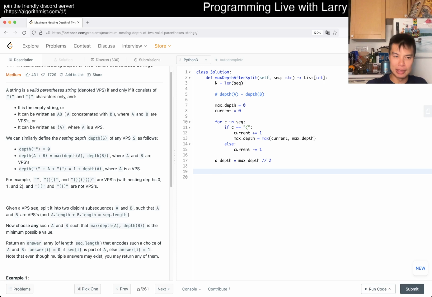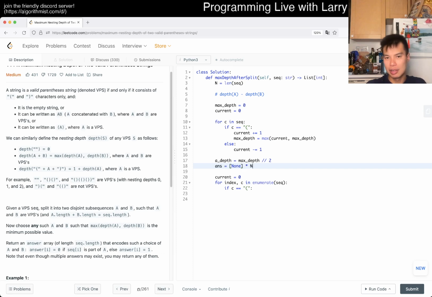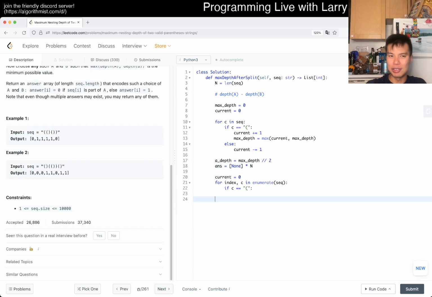And of course, B depth is just the other thing, but we don't even have to care about it. And then now we just do it again in a greedy kind of way, which is what I would have done with the binary search anyway. So yeah, if C is equal to right, then now we do some magic, which is that we have to set current equal to 0 again, right? And we have to do, I guess, answer is equal to None times n. I like to make it None and not use one value so that it makes debugging easier.